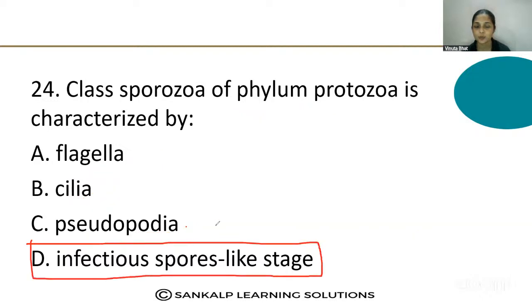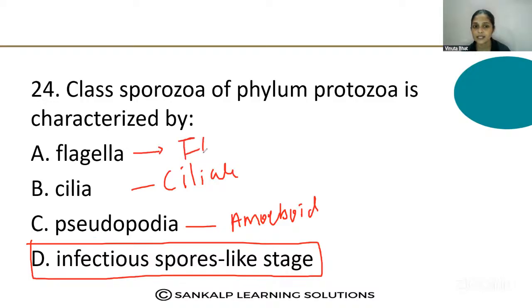Here pseudopodia means amoeboid type of the protozoa. Cilia means ciliated type of the protozoa. Flagella is there, means flagellated type of the protozoa. So here the infectious spore form is present in the sporozoa. Okay.